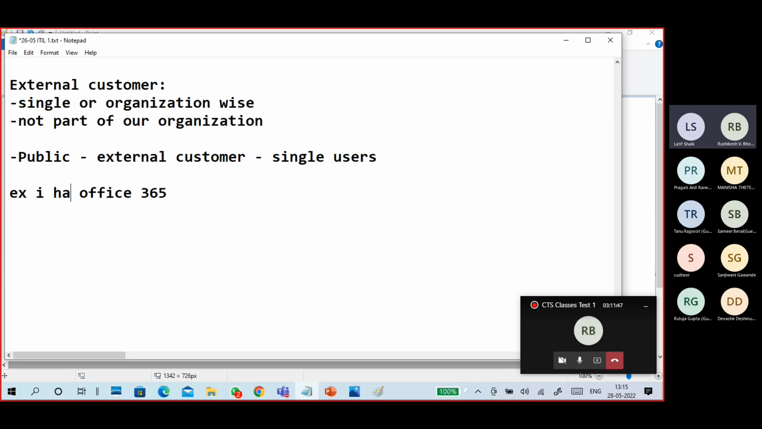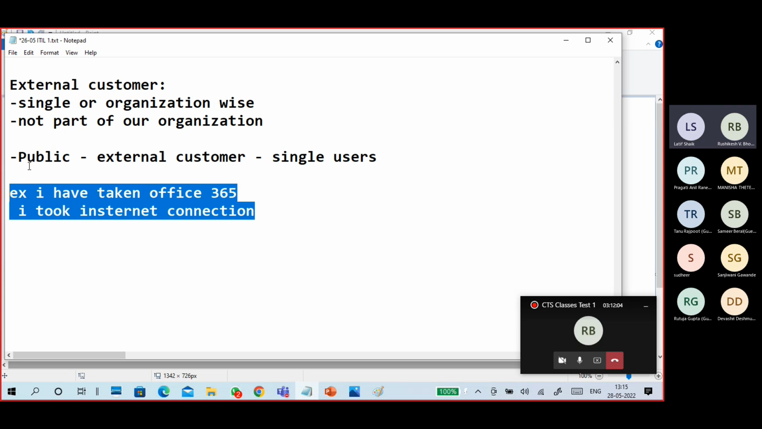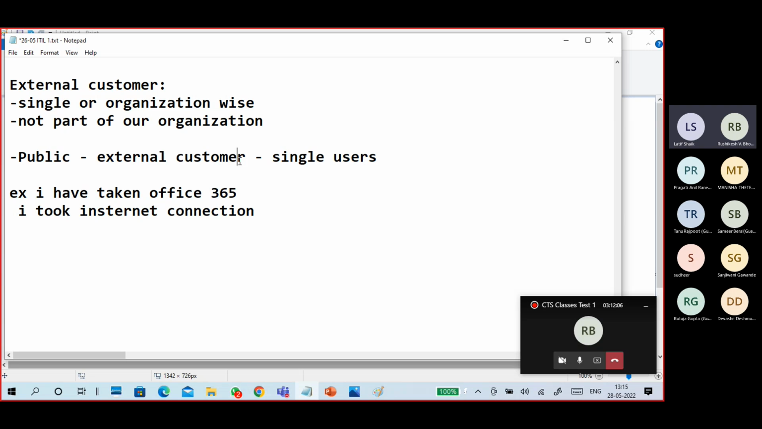I am using Office 365, point number 1. And maybe I took an internet connection, personal. So this is a public customer. You are a public customer. So a public customer is usually called just a customer normally.